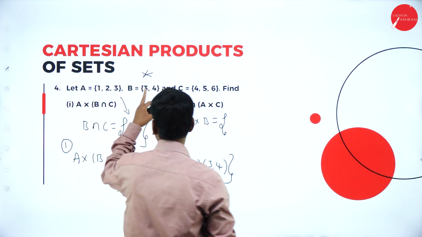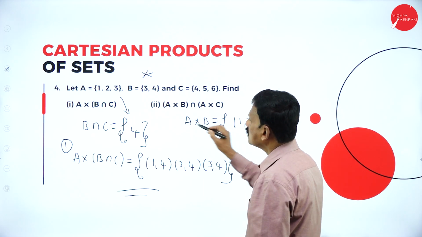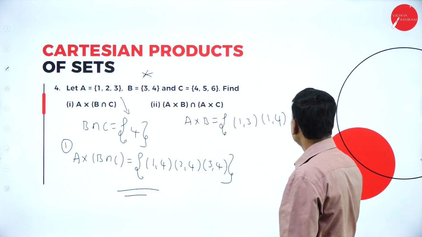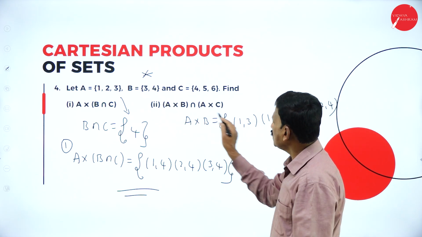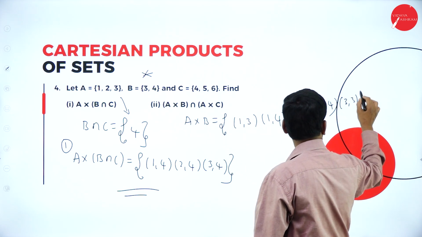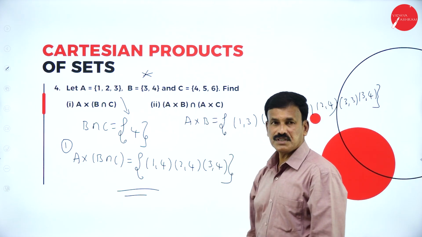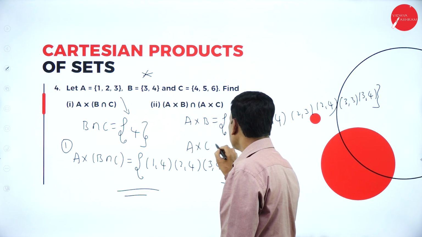So A contains 1, 2, 3. B contains 3, 4. A cross B contains (1,3), (1,4), then (2,3), (2,4), then (3,3) and (3,4). This is the Cartesian product of A cross B. And find out the Cartesian product of A and C.